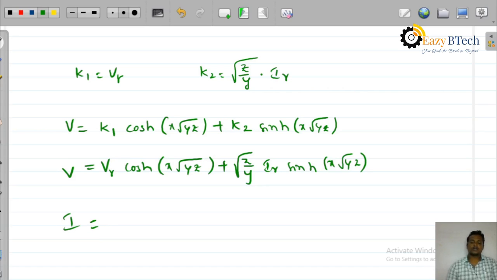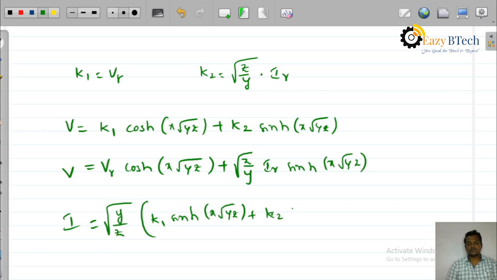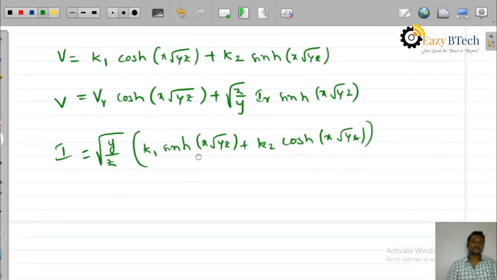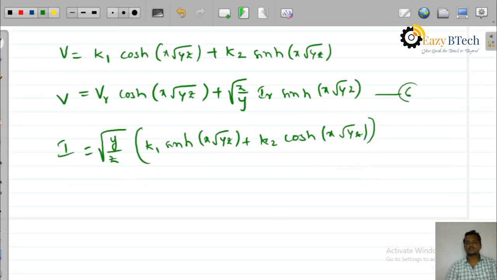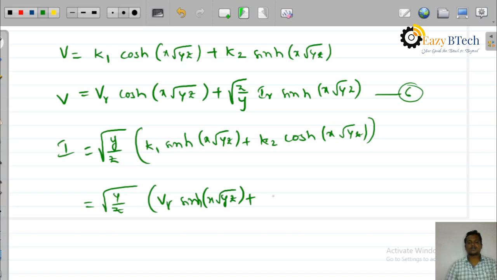I equals the root of Y into Z into K1 sinh x root YZ plus K2 cosh x root YZ. From that, this is equation 6. This is root Y into Z. K1 is Vr sinh x root YZ plus K2 is root Z by Y into Ir cosh x root YZ.